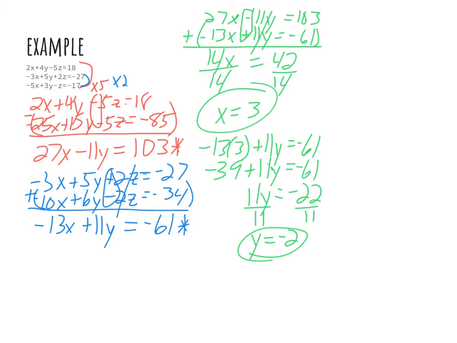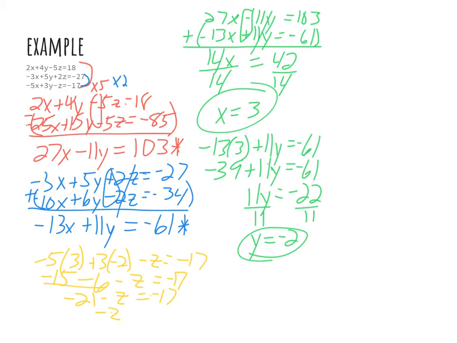So now I've got x and y solved for, so I can go back and choose one of my original equations and plug in 3 and negative 2. So I have negative 5 times 3 plus 3 times negative 2 minus z is equal to negative 17. Negative 5 times 3 is negative 15. 3 times negative 2 is negative 6. Combine my like terms, I get negative 21 minus z is equal to negative 17.